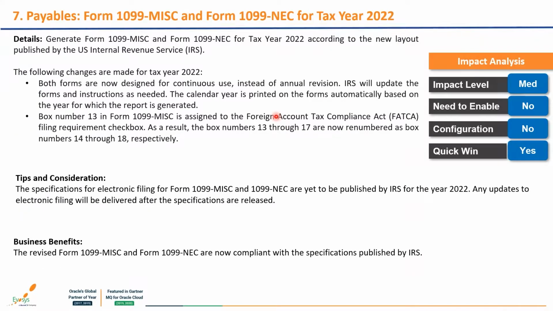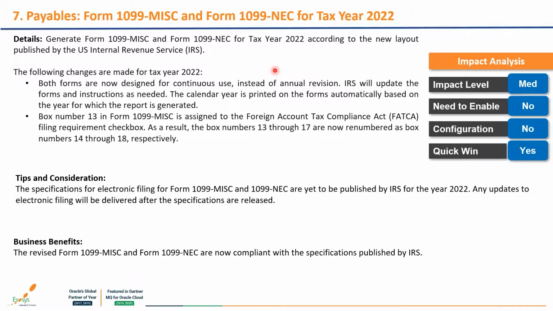Next update is for accounts payables, and this is specifically for the US region, because these two forms, 1099 miscellaneous and 1099 NEC, are updated in Oracle. Instead of making annual revisions, Oracle has made these two forms designed for continuous use, and these forms are updated to be in line with the new layout published by the US IRS.